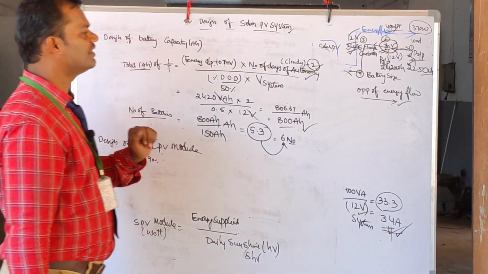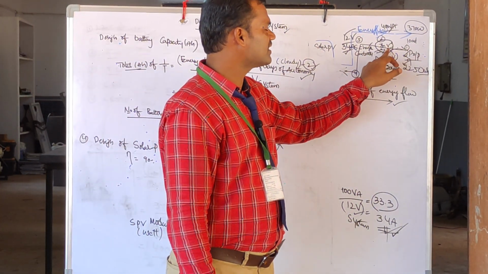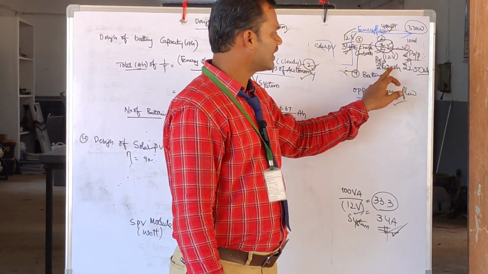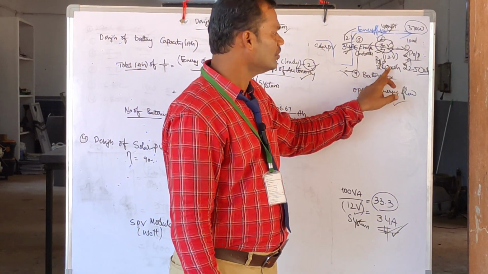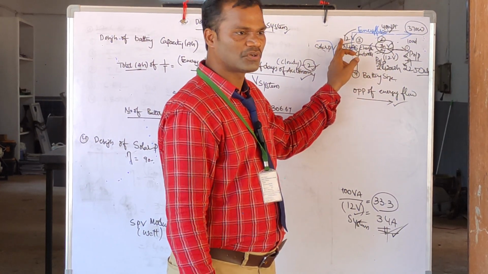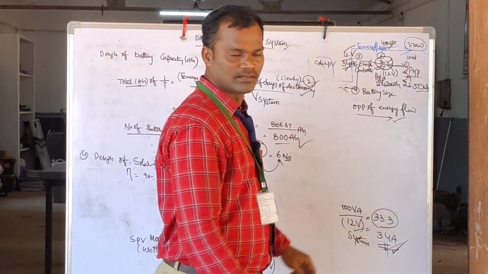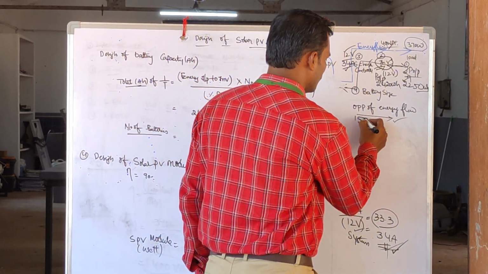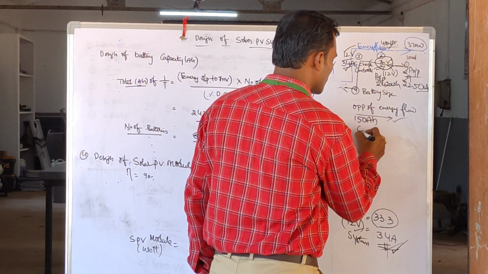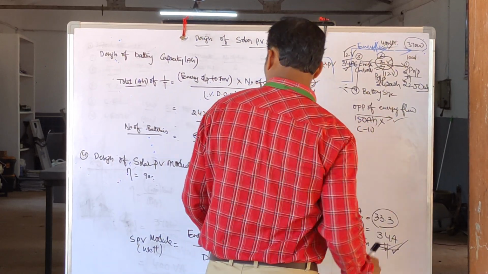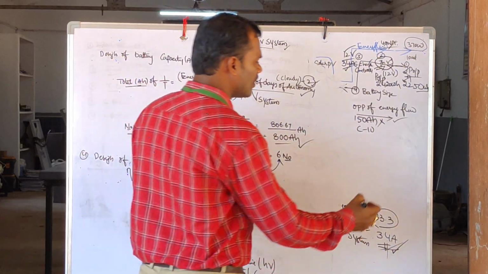Now successfully we designed, for a given load, the inverter rating of 400 VA, energy input is 2420, and the rating of the charge controller is 12 volts, 34 amperes. Now what is the battery size? How many batteries do you require? 150 Ah batteries, which are called C10 batteries. Like that, how many batteries are required? 5 batteries or 6 batteries.